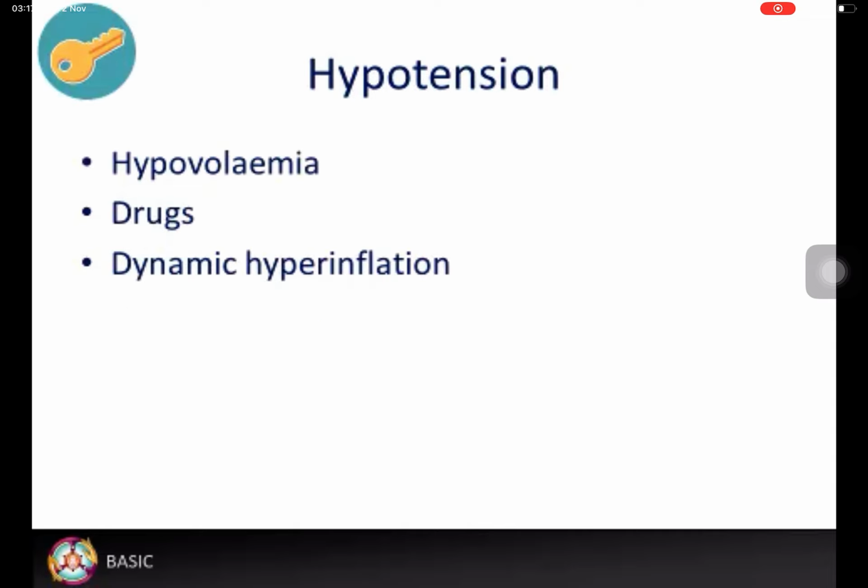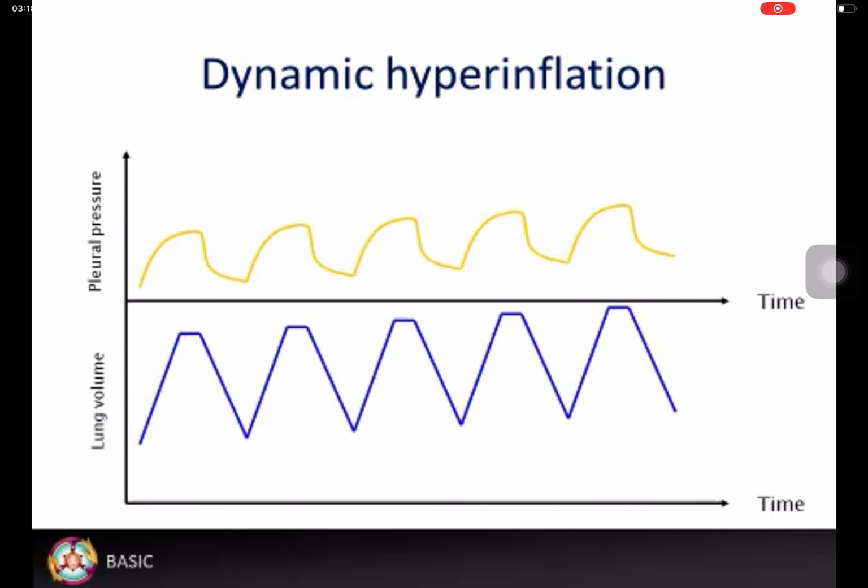Dynamic hyperinflation due to gas trapping is less common, but nevertheless an important cause of hypotension. Gas trapping occurs if there is insufficient time for alveoli to empty before the next breath, and may occur as a result of over-enthusiastic manual ventilation of the patient. It is more common in patients with asthma or chronic obstructive airways disease who have an obstruction to expiratory flow.